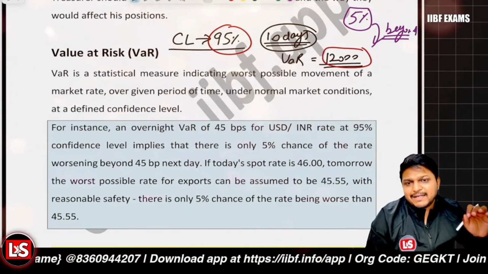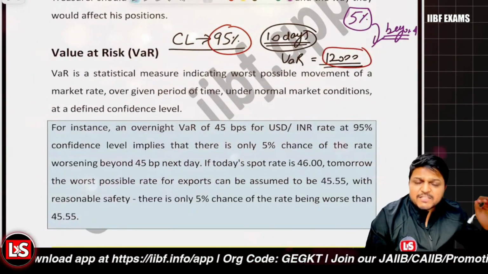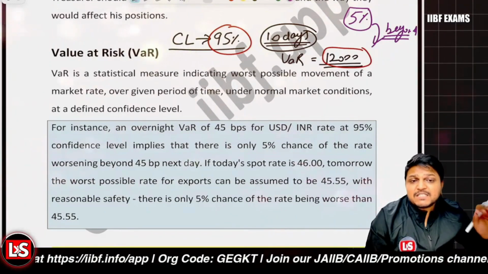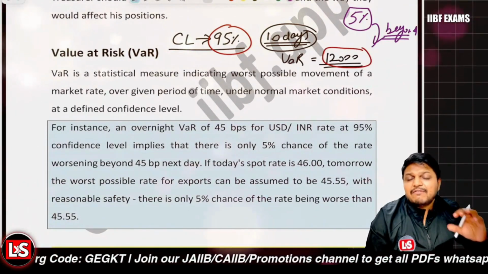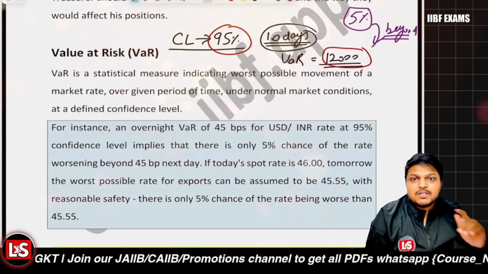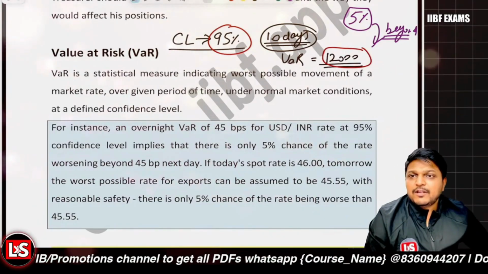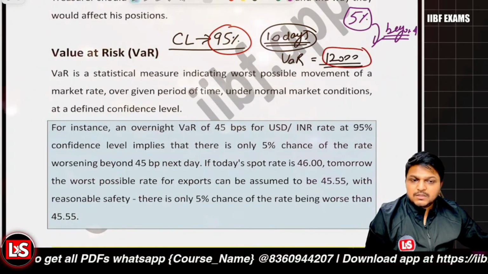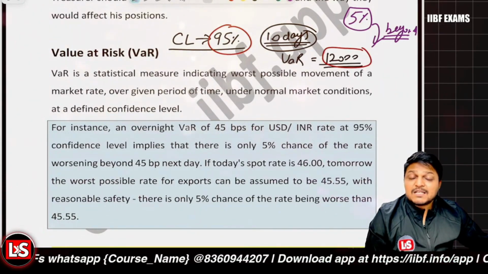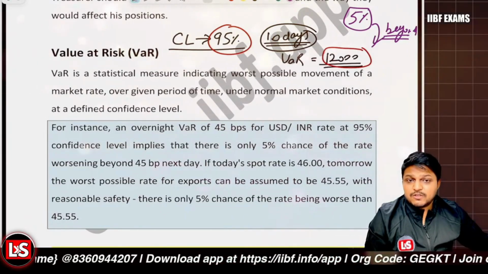So VAR, the value at risk, is the maximum expected loss over a specified time horizon, at a given confidence level, under normal market conditions. We are covering only normal market conditions under the VAR and not abnormal market conditions. Clear with it? So that's about the VAR, and we have multiple approaches for the VAR.